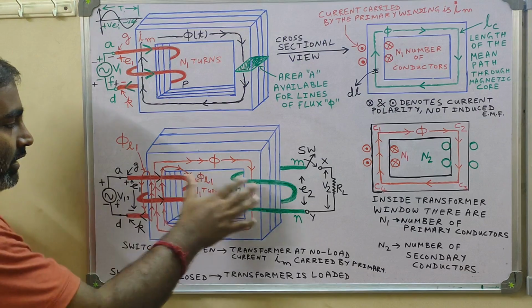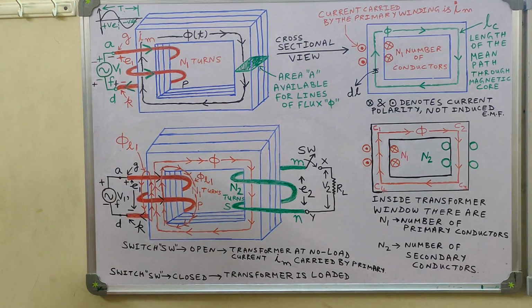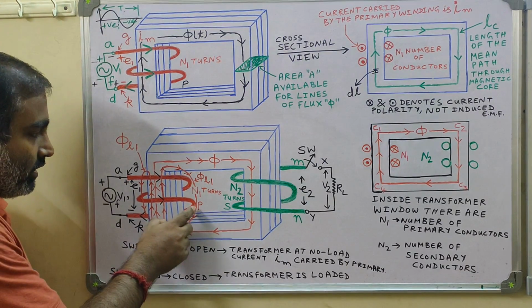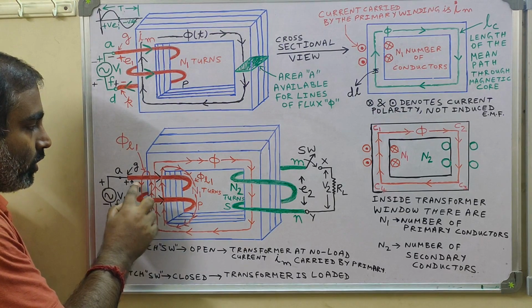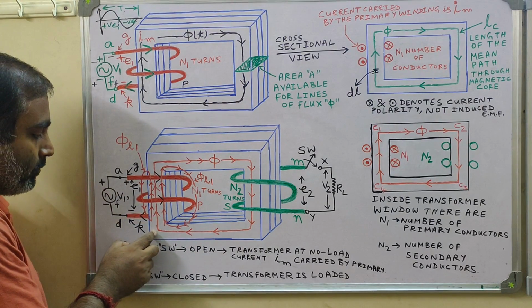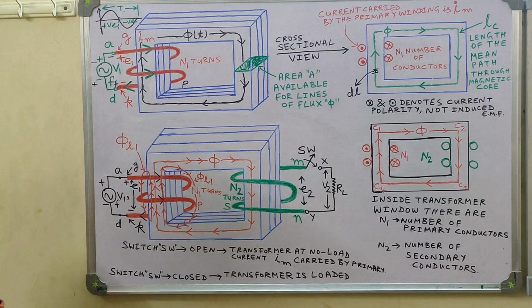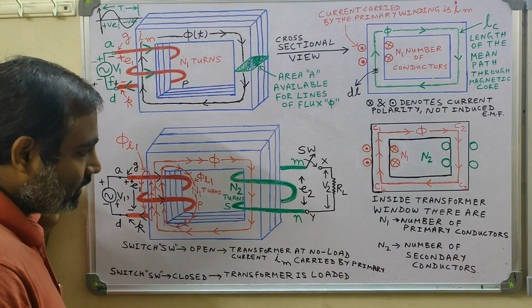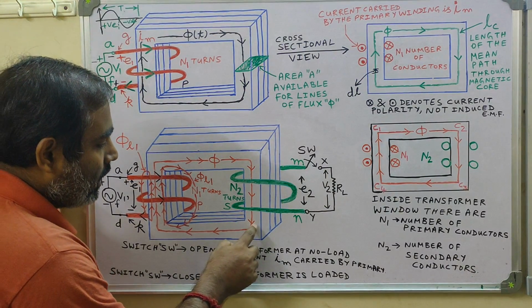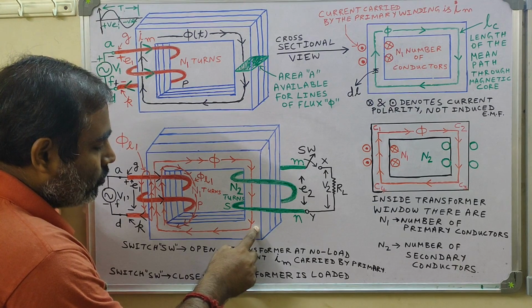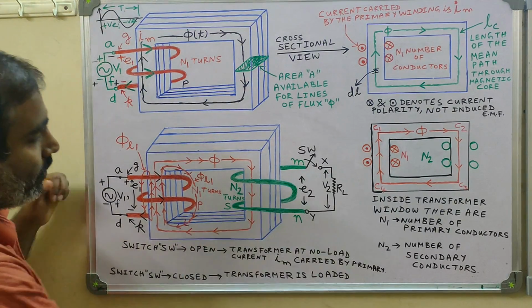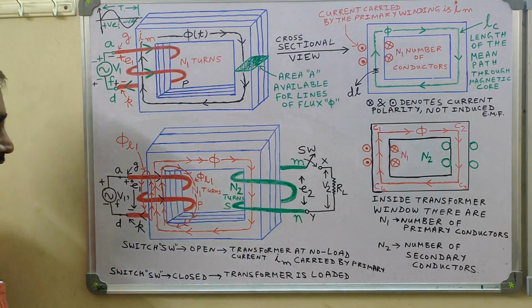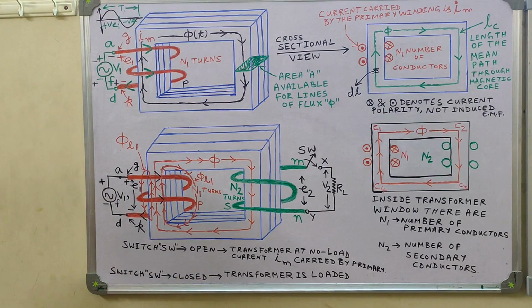What I have shown here is that all the primary turns are shown to be wound around this limb, whereas all the turns of the secondary winding are shown to be wound around this limb. This is the way we represent a transformer in schematic representation.